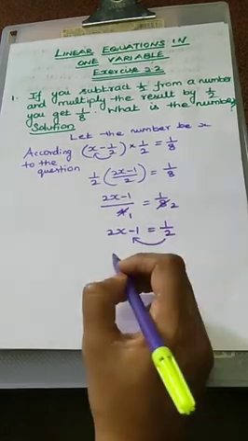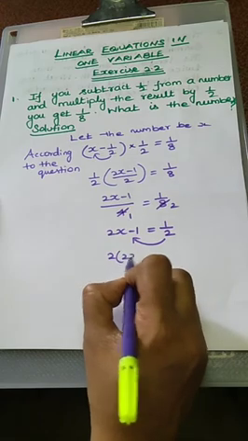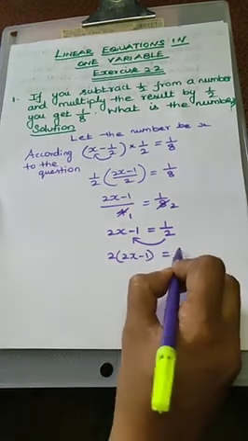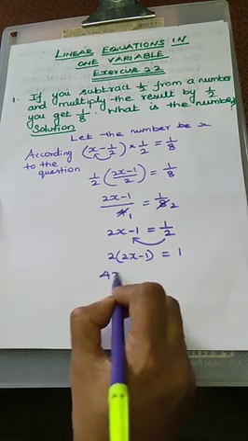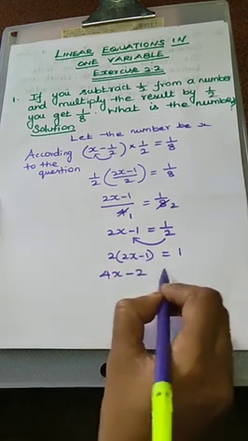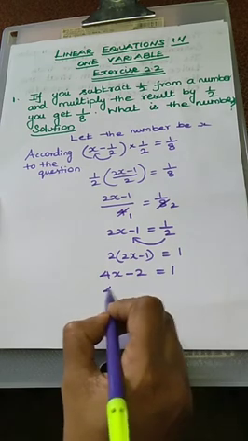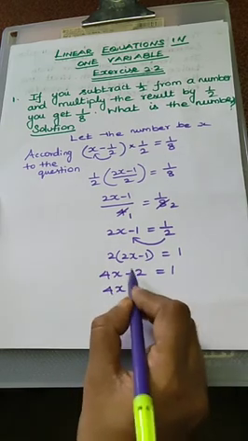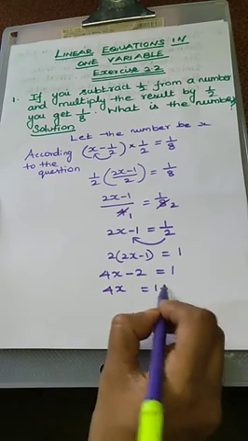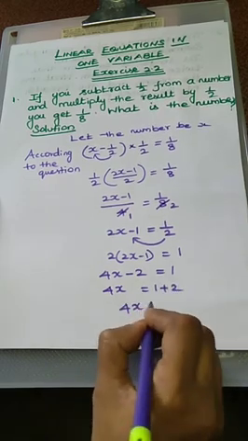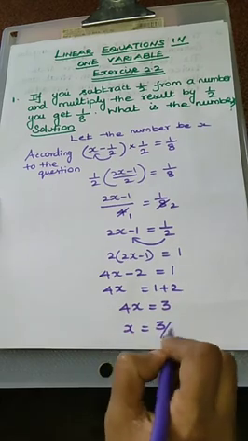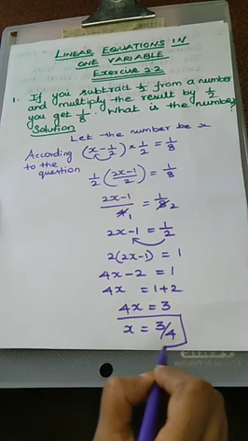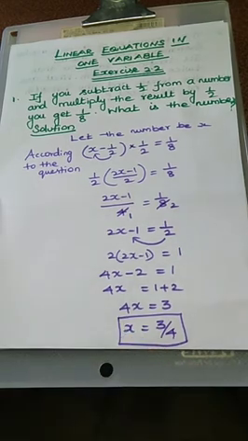Again cross multiplication. So 2 of 2x minus 1 is equal to 1. Multiply the values using the value 2. 2 into 2x, 4x. 2 into minus 1, minus 2 is equal to 1. Now transposing the minus 2 value to the RHS, 4x is equal to 1 plus 2. So what is the value? 4x is equal to 3. So x is equal to 3 by 4. This is the answer. Therefore, the number is 3 by 4.